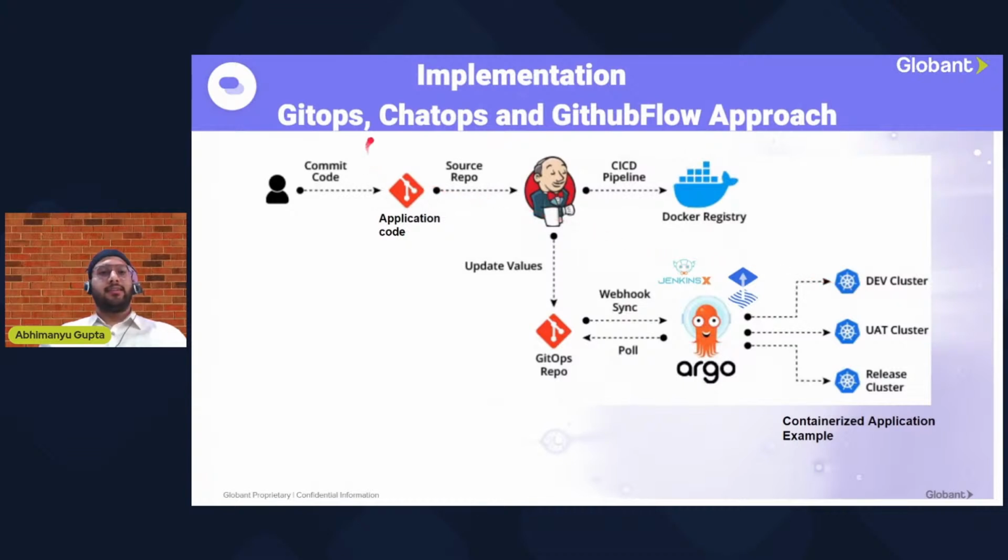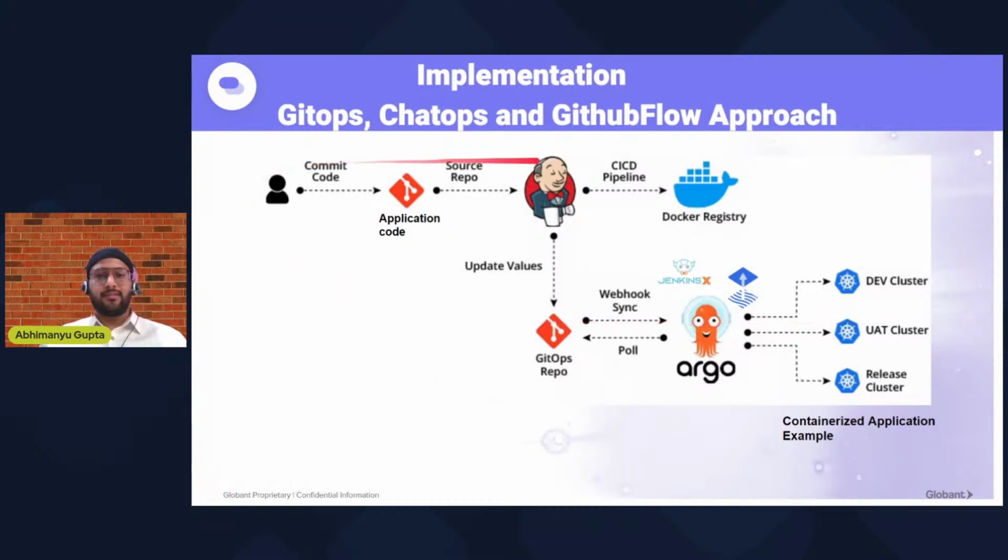So now let's see the standard implementation. We saw how the GitOps concept works individually, how ChatOps works, and how the GitHub Flow approach can be used. Now let's see how combined together they can provide a very powerful solution, and more importantly, how you can actually use it in a production environment.